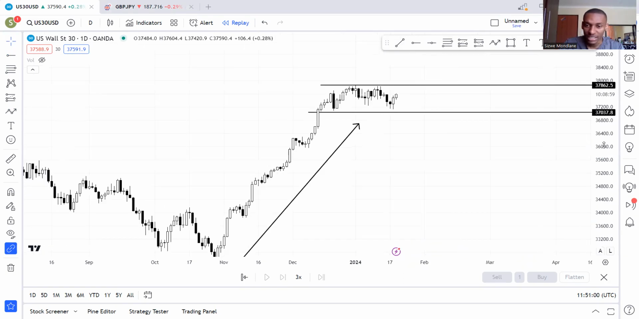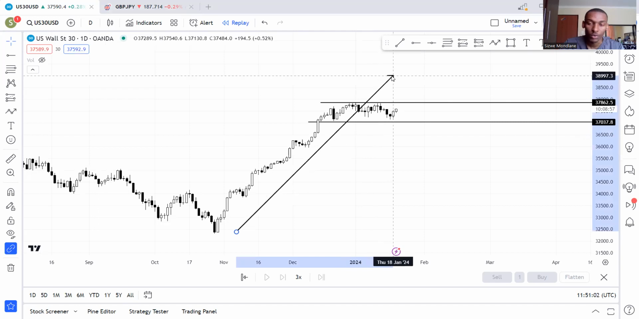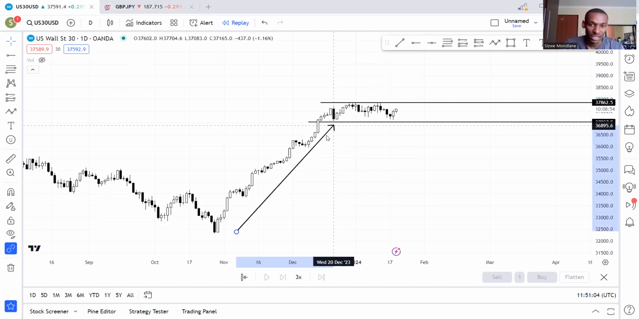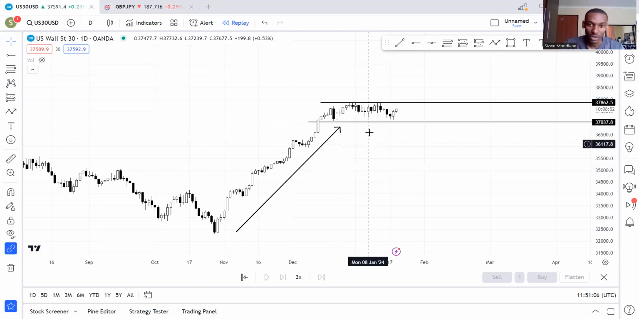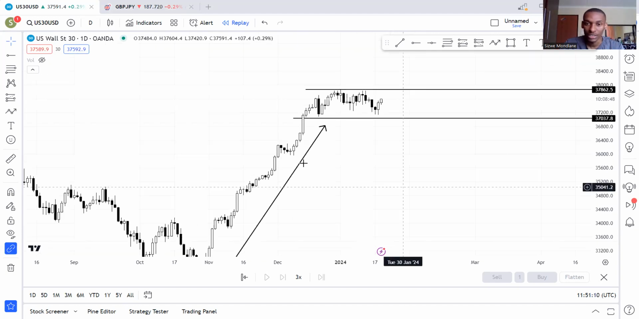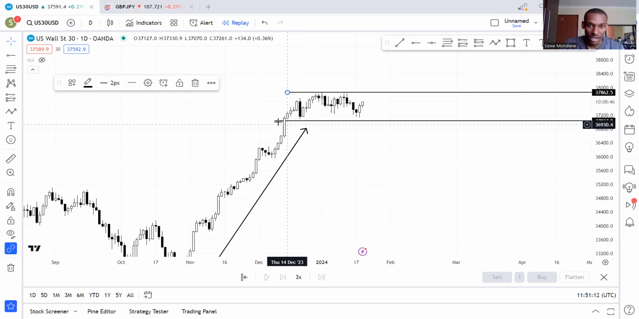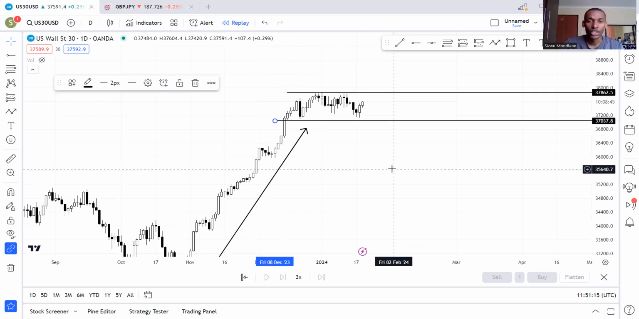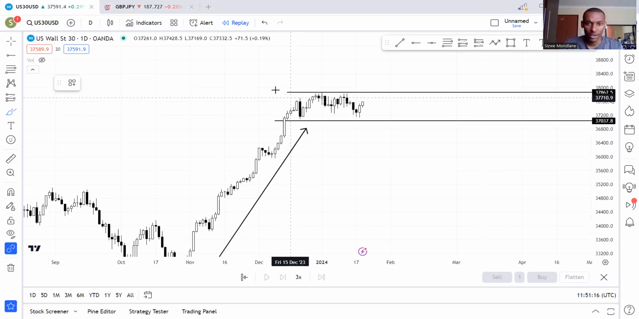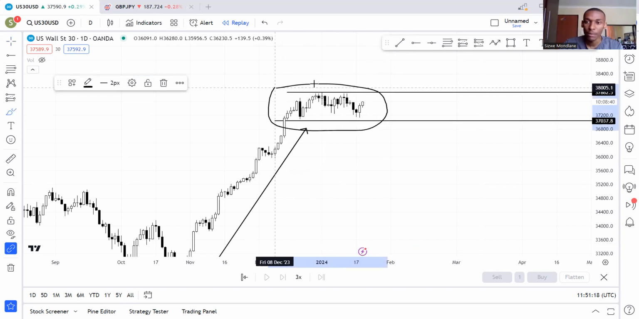Instead of buyers continuing to push the market up just like this, no, it didn't work out that way. Price started to range in between two levels, in between this resistance level and this support level. So we call this area here a ranging pattern. So what does a ranging pattern mean? What is the psychology behind a ranging pattern?